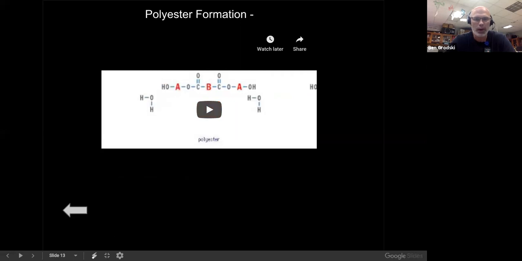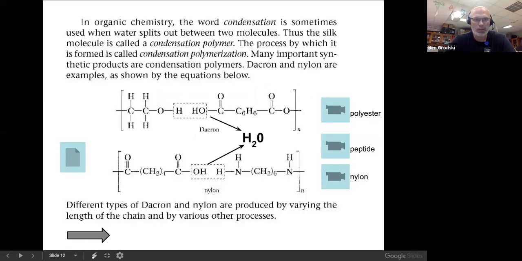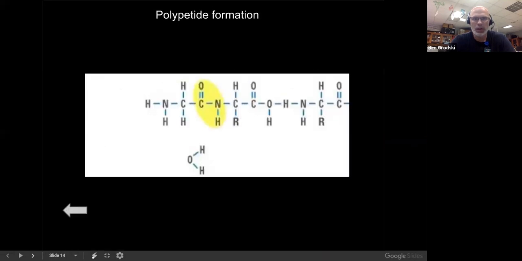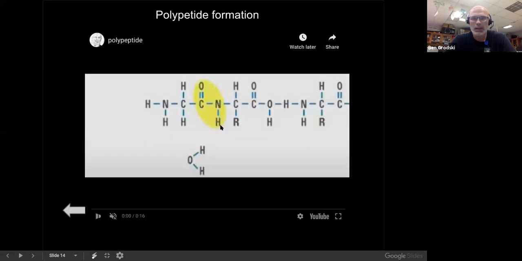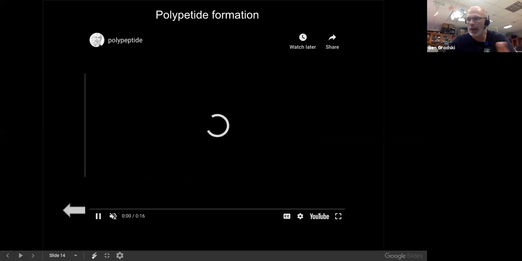All right, and moving on. I guess I'm trying to go forward to go backwards. We have polypeptide. This is another example of a polymer; polyesters are unnatural or synthetic polymers.